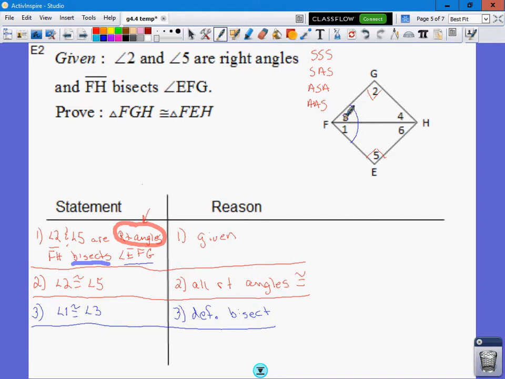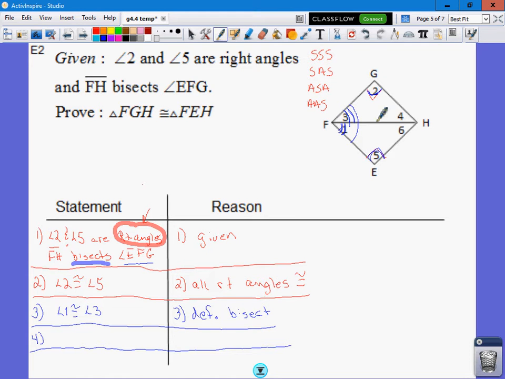And I'm going to mark that angle 1 is congruent to angle 3. By the way, you should be able to see that we now have an angle and an angle. And in this one, I have an angle and I have an angle. I've kind of exhausted the given information, and sometimes the rest of it comes from the picture. What's in the picture that we haven't stated yet?